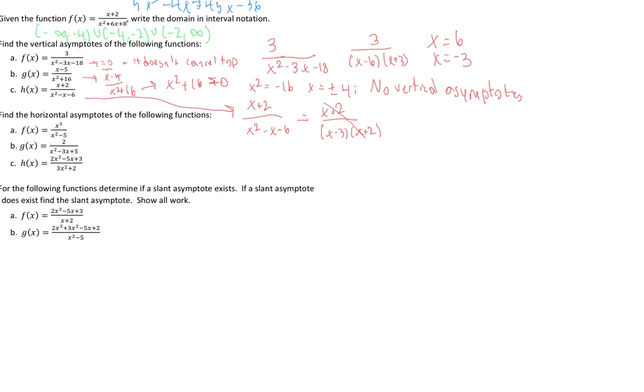So while we can't include these in our domain, when we list our vertical asymptotes, we're only going to focus on this one. So our vertical asymptote is just going to be x equals 3. We only have one because this one will cancel out. But again, when we look at domain, that's not going to be the case. Just when we look at vertical asymptotes, then we'll cancel them out.